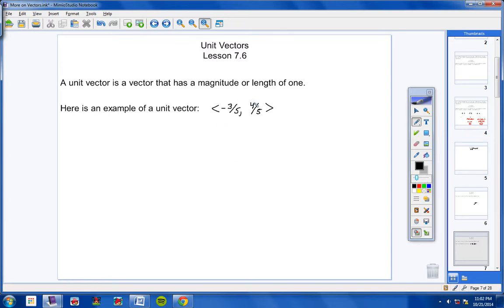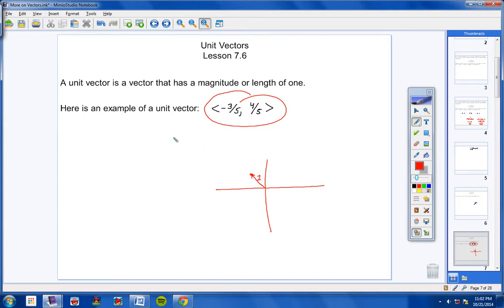Copy this in your notes. Here's an example of a unit vector, okay? Let me show you real quick, okay? You go over -3/5 and then go up 4/5, about right here, okay? So there's the vector. Now, I'm going to show you how I know that we have a length of 1. Remember how to do this?